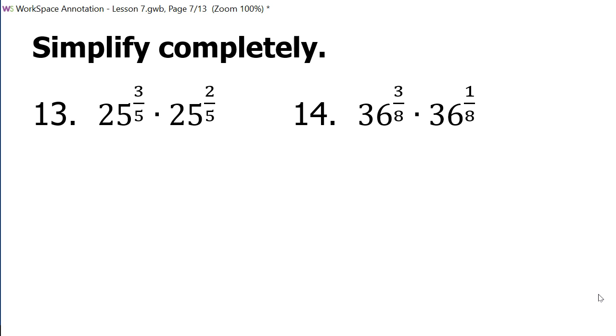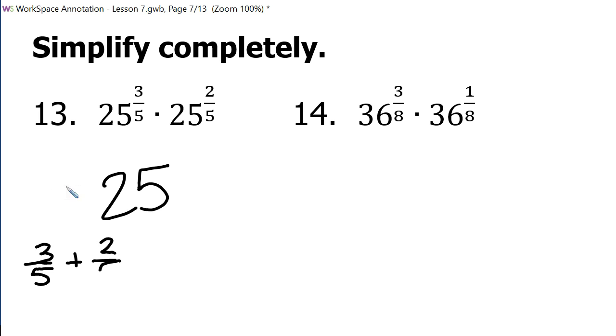What operation are we doing there? Multiplying. So when you're multiplying and the bases are the same, keep the same base. And when you're multiplying, what do you do with the exponents? Add them. So we need to add 3/5 plus 2/5. And what's 3/5 plus 2/5? 5/5. The denominator stays the same. Add your numerators. And 5 divided by 5 is 1.